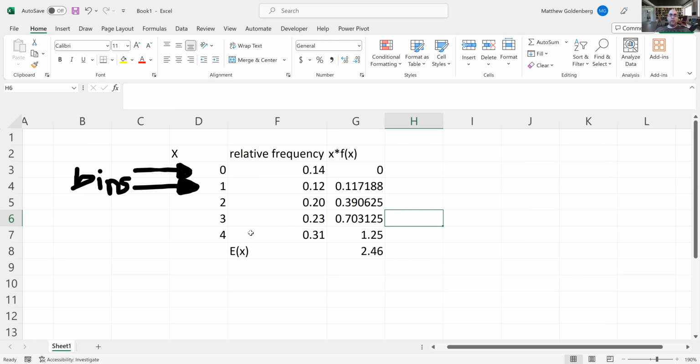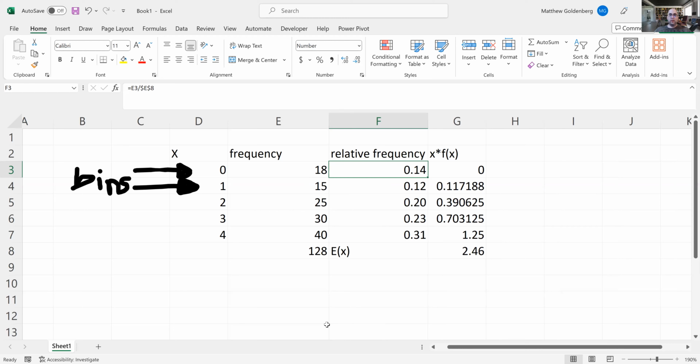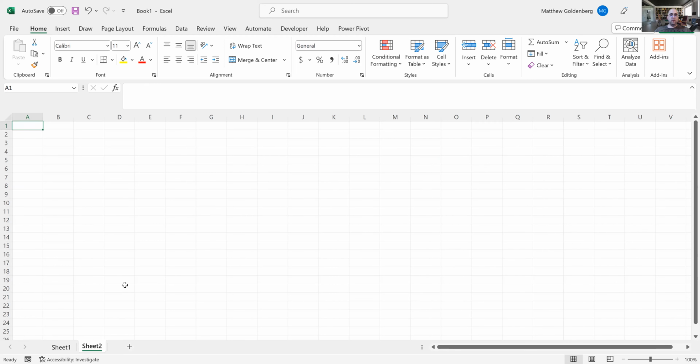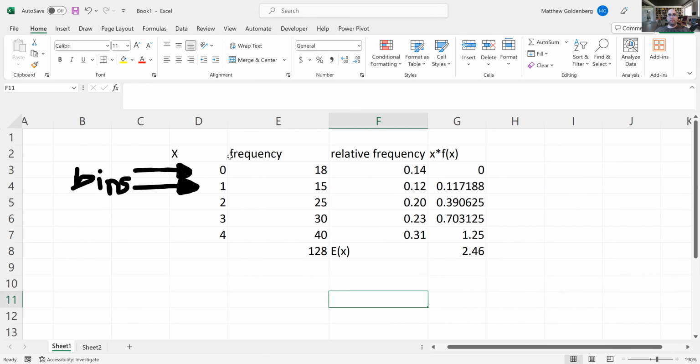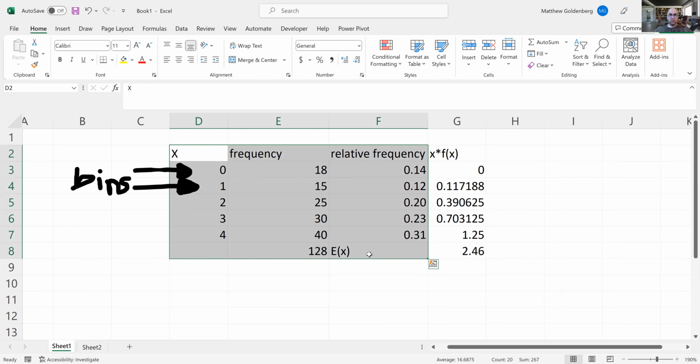And so what I want you to remember is underneath this 0.14, if I unearth the regular frequency, underneath this 0.14 is essentially the math of 18 over 128. So to write this out in another way, I'm going to use another sheet for this. And what I'm going to do is copy this frequency distribution and write it in a different way.